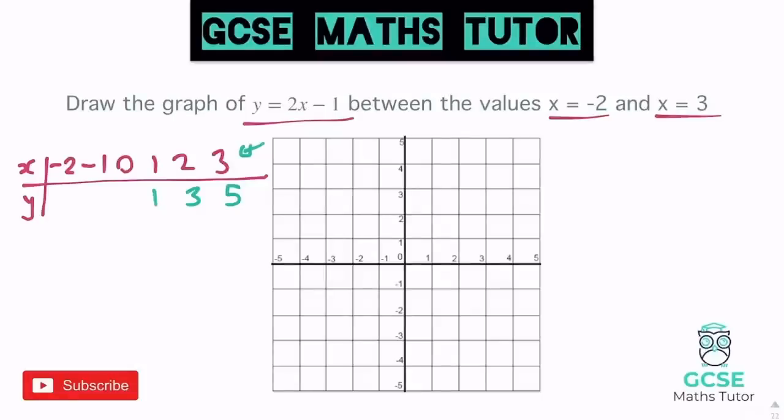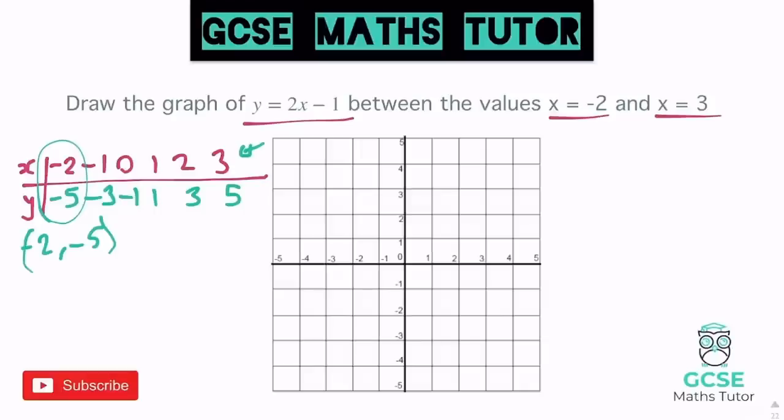Now you might start to see there's a bit of a pattern here. Look, 5, 3, 1, those are all going down in 2s. So I can just follow the pattern here. 1 take away 2 is minus 1, and take away 2 again is minus 3, take away 2 again is minus 5. And we've got our coordinates here. Just looking at this one, that coordinate is minus 2, minus 5.